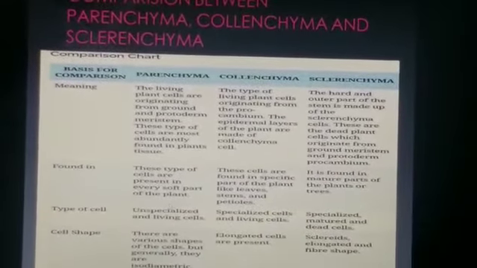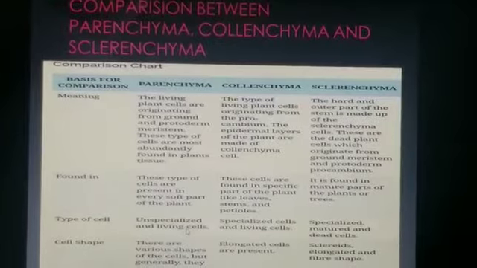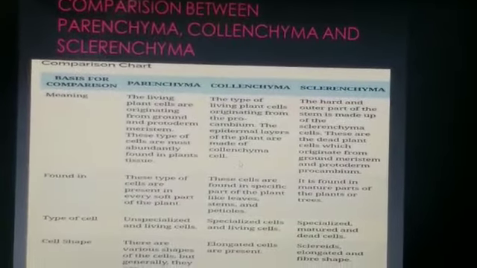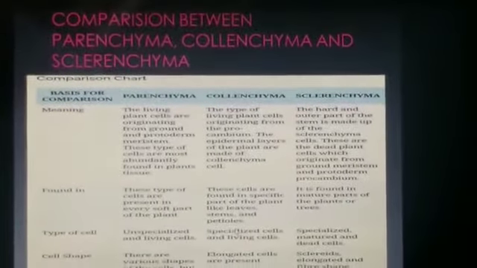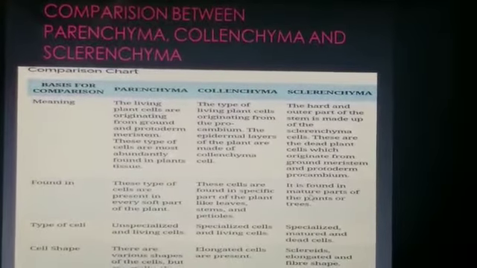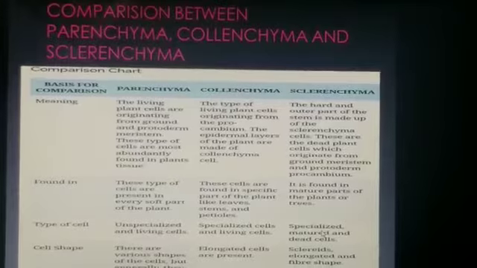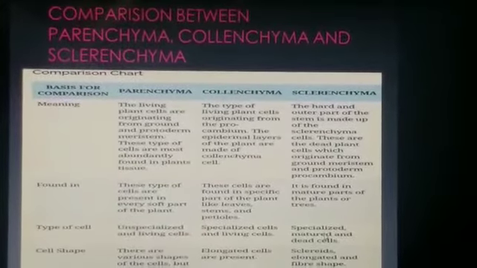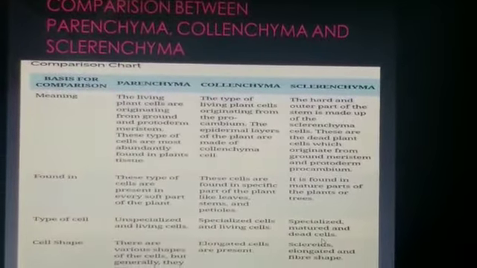Parenchymatic cells are unspecialized and living cells, but collenchymatic cells are specialized and living cells. What are sclerenchymatic cells? They are also specialized and matured but dead cells.